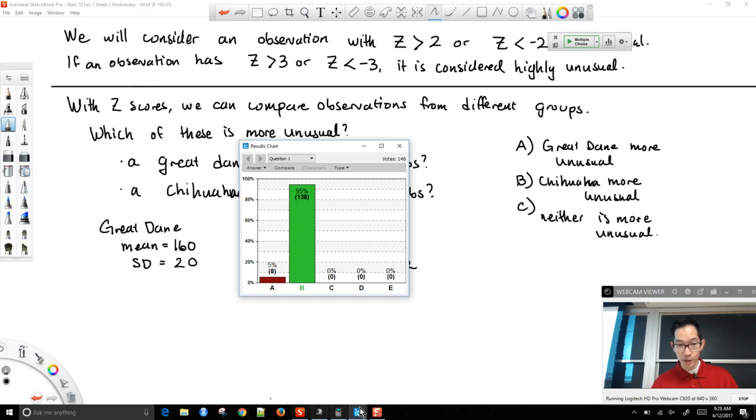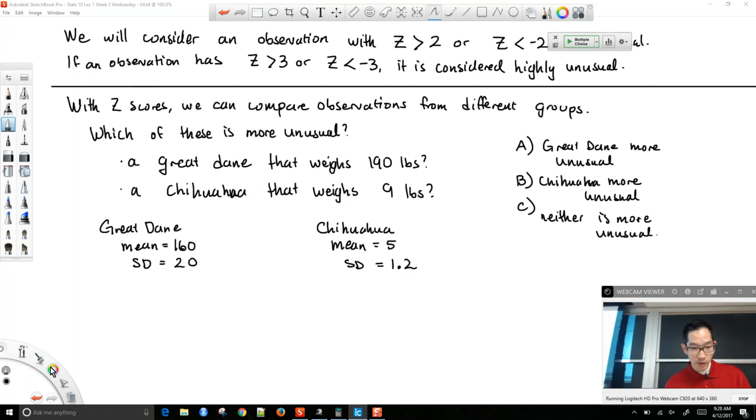Okay, and it looks like about 95% of you got that correct, so that's great. And so what we do is we find the z-score for the Great Dane. The Great Dane weighs 190 pounds, and that puts it 30 pounds above the mean, and each standard deviation is 20. So 30 divided by 20. The z-score here is 1.5. This Great Dane has a z-score of 1.5.